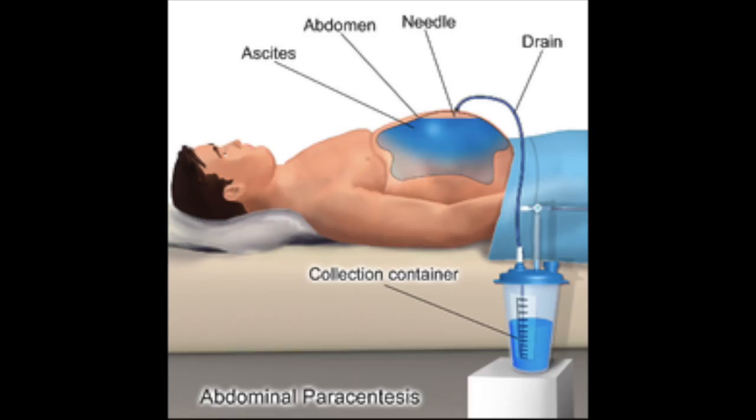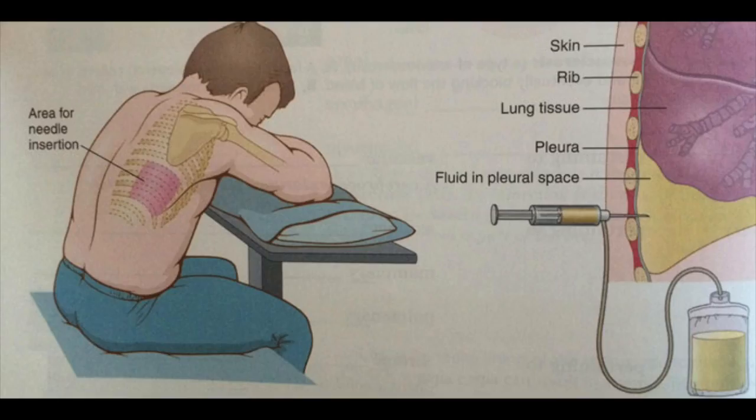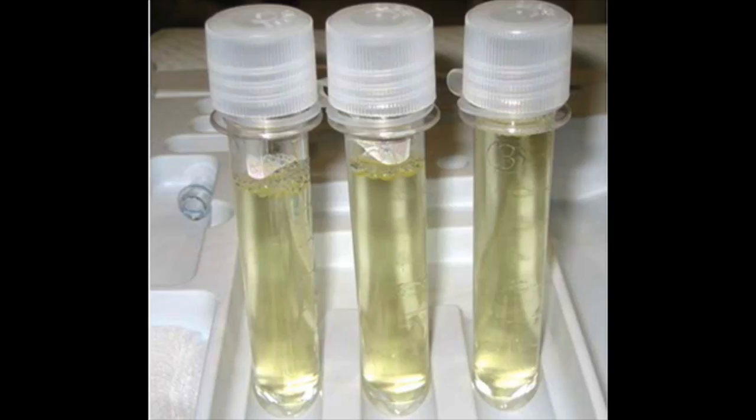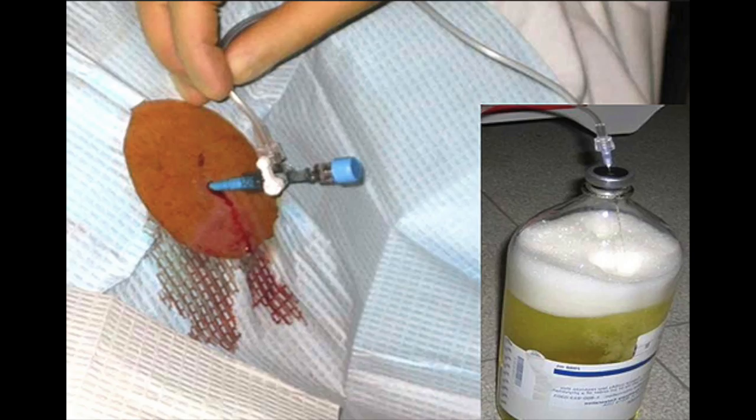Paracentesis and thoracentesis procedures are the drainage of fluid collections for diagnostic or therapeutic purposes. Collected fluid can be sent to the lab to examine the cause and determine if it is infected. A paracentesis is used to aspirate ascitic fluid from the peritoneal cavity. A thoracentesis is used to remove fluid from the pleural space.